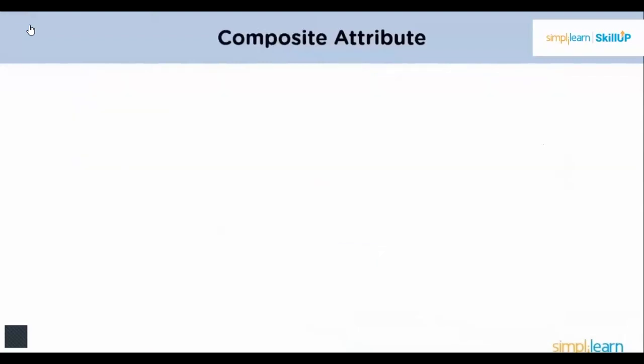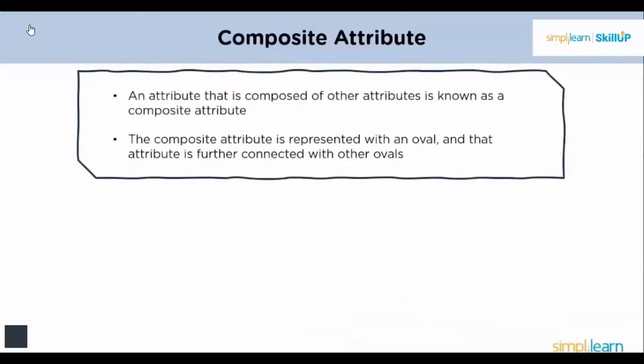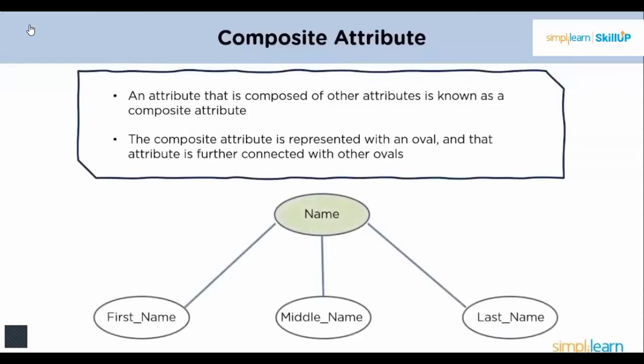Now, we will see composite attribute. An attribute that is composed of several other attributes is known as a composite attribute. An oval showcases the composite attribute, and the composite attribute oval is further connected with other ovals. In the example below, we can see an attribute name, which can have further subparts such as first name, middle name, and last name. These attributes with further classification is known as composite attribute.